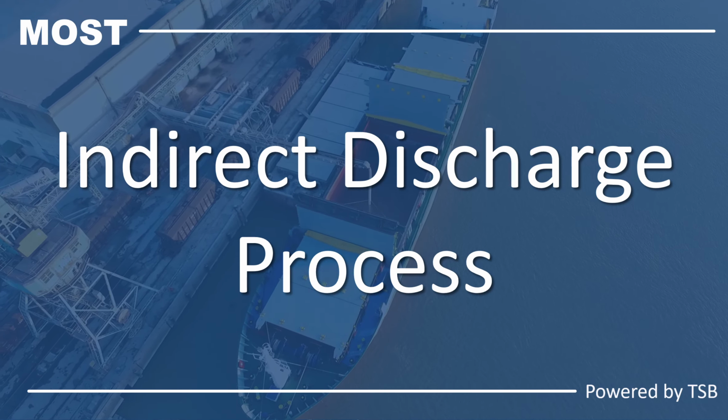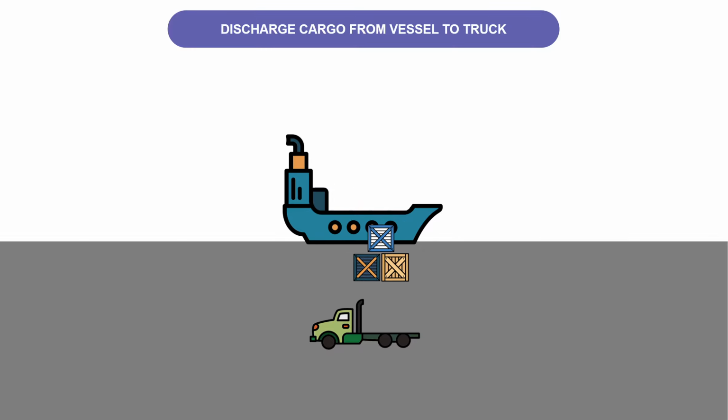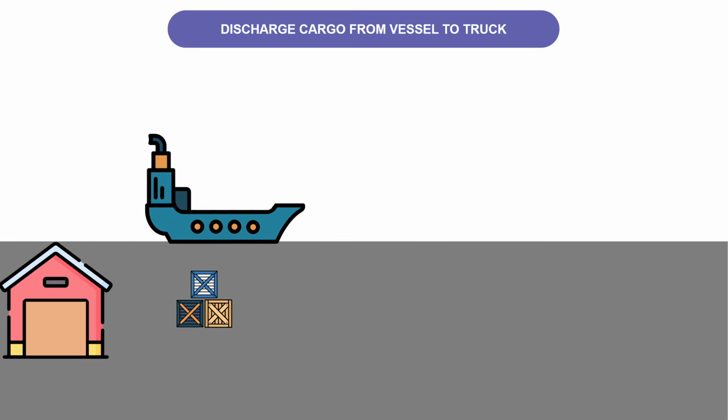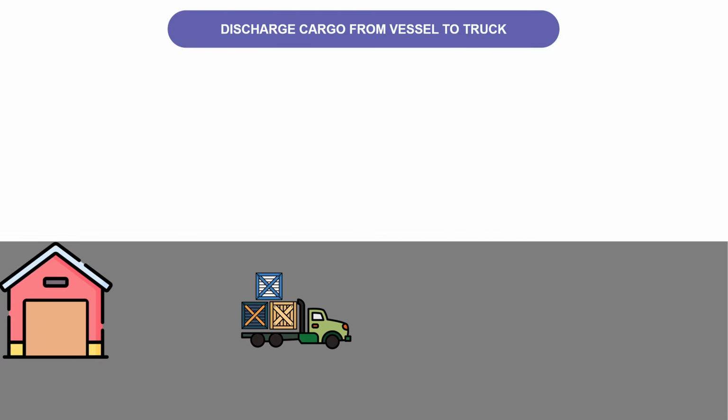Indirect Discharge Process. In this series, I will show you 2 ways to discharge cargo from a vessel to an external truck. The first method is unloading directly from the vessel to the truck. The second method is to discharge from the vessel to a warehouse first, and then the truck will pick it up from there.